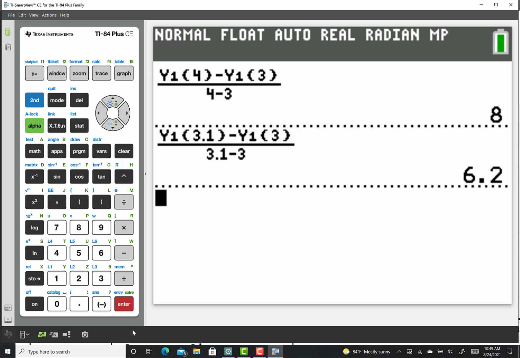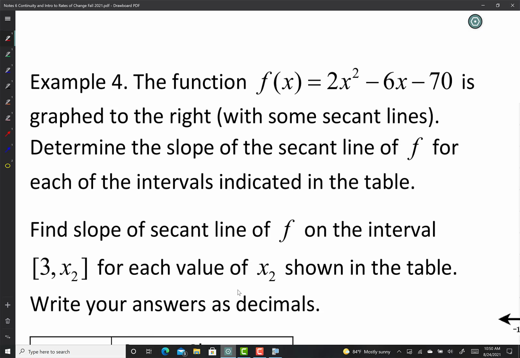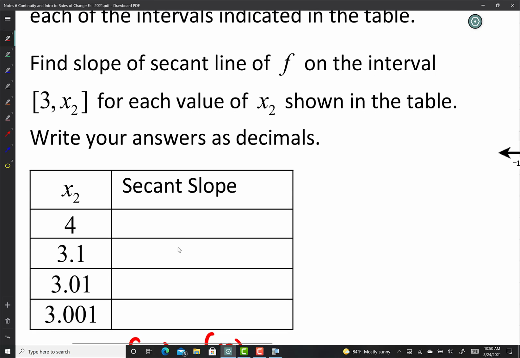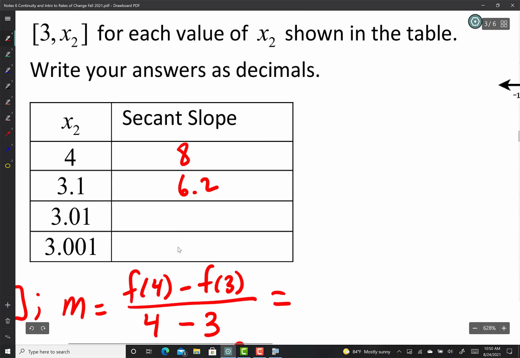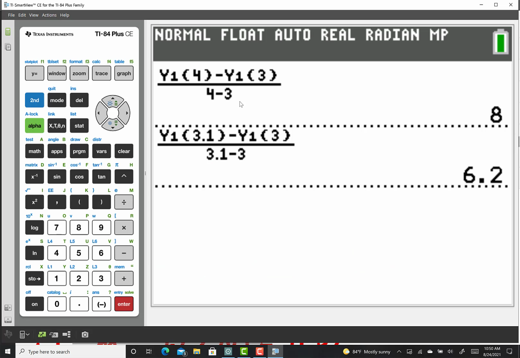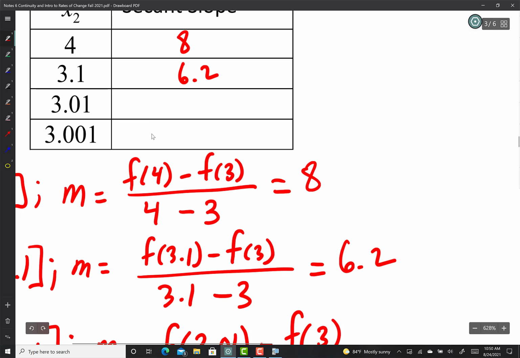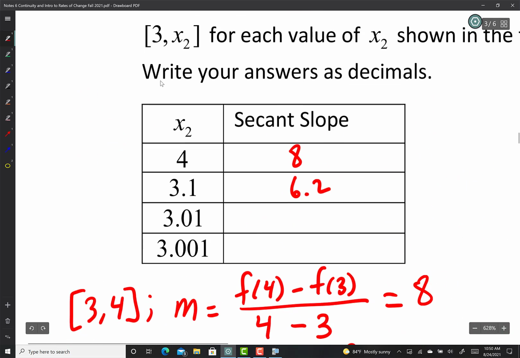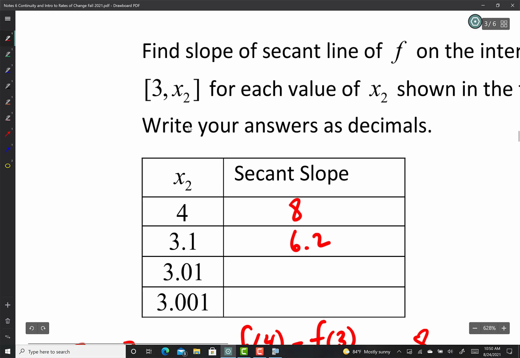Yeah. What do you guys get? Put that in your table, guys. The table of that, this table right here. Secant slopes. 8, 6.2. Oh, because all I'm doing is y2 minus y1 over x2 minus x1. And on all of them, x1 is 3. See? On all of them, x1 is 3.